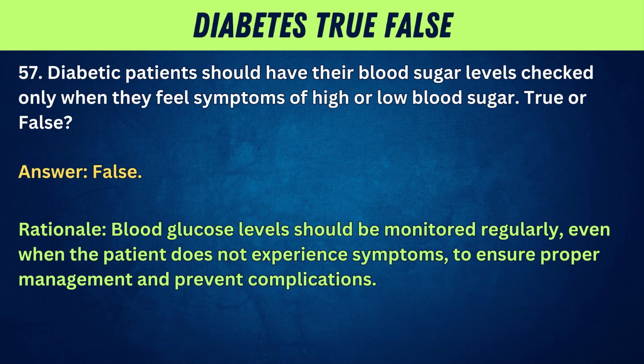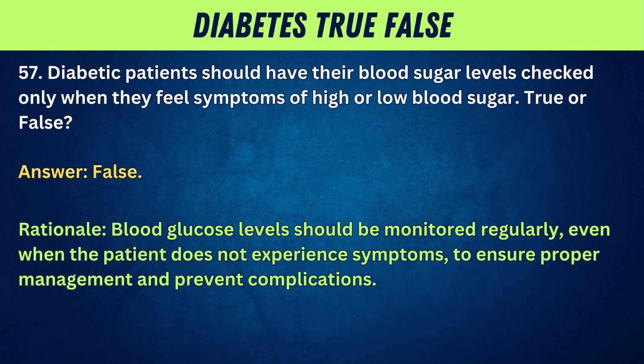57. Diabetic patients should have their blood sugar levels checked only when they feel symptoms of high or low blood sugar. True or false? Answer: false. Rationale: blood glucose levels should be monitored regularly, even when the patient does not experience symptoms, to ensure proper management and prevent complications.